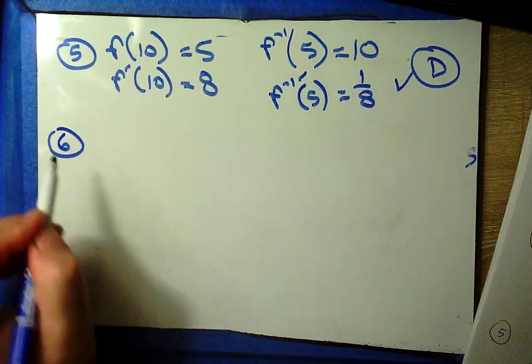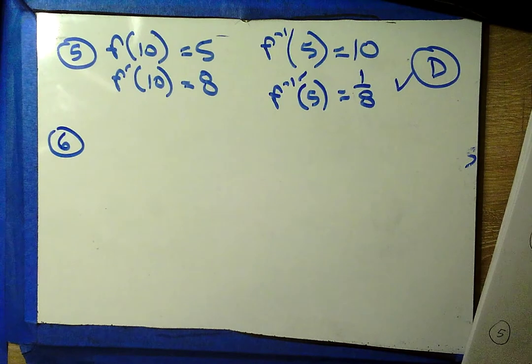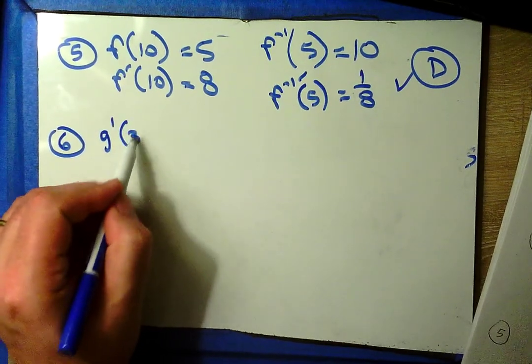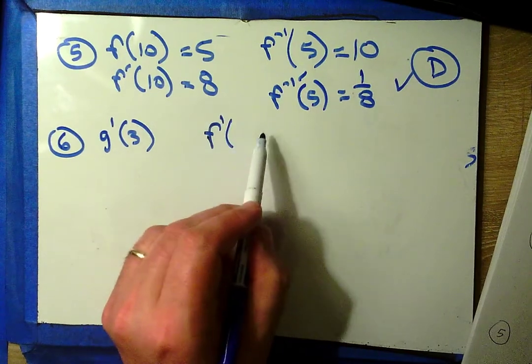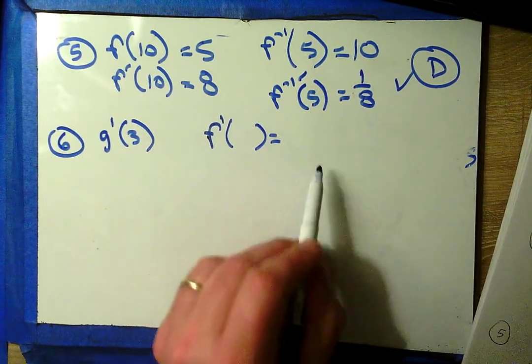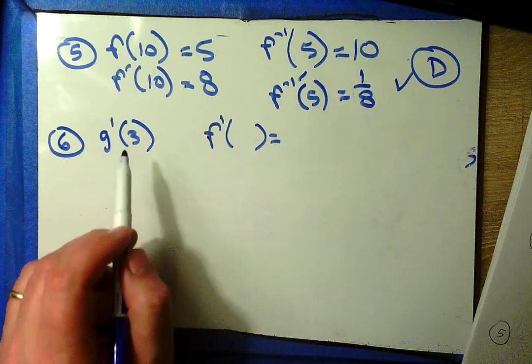6. 6 says, the table to the right shows selected values for a differentiable increasing function and its derivative. This function is always increasing. That means that the derivative must always be positive. Might be useful to keep that in mind. If g is the inverse of this function, what is the value of g prime of 3? Well, I need to know f prime of something to figure this out, but I need to know this inverse point.